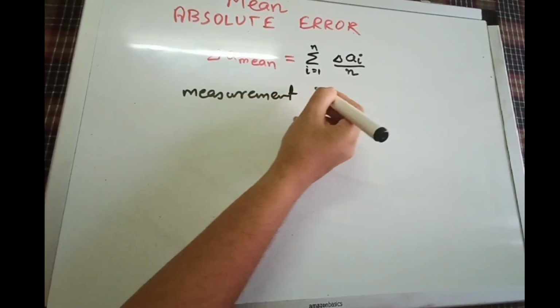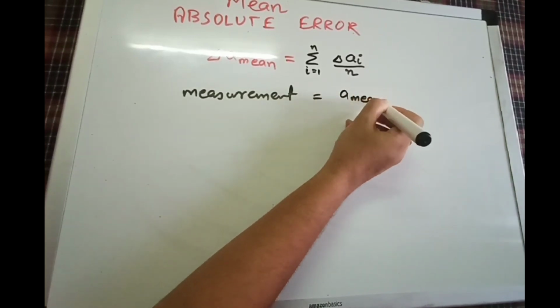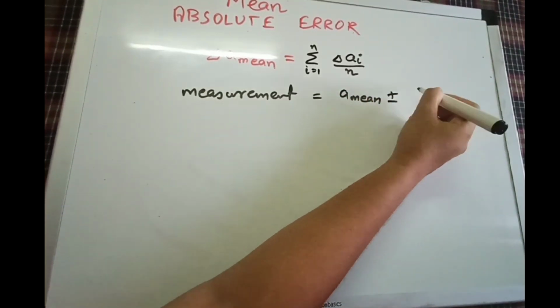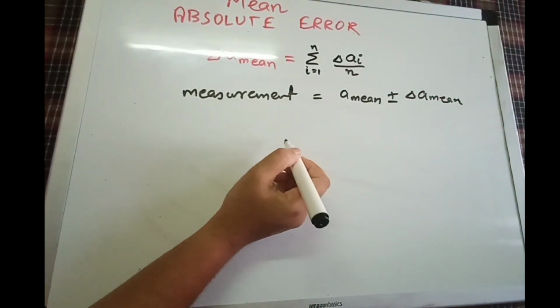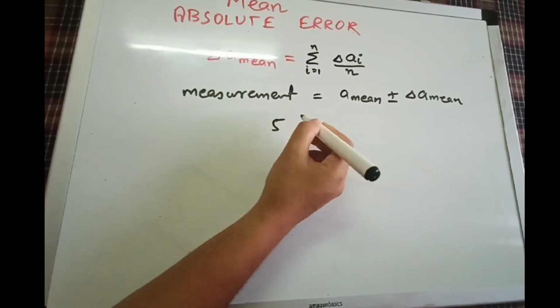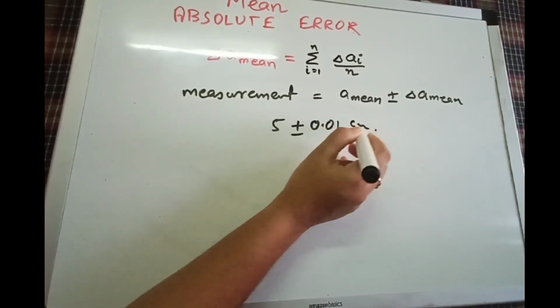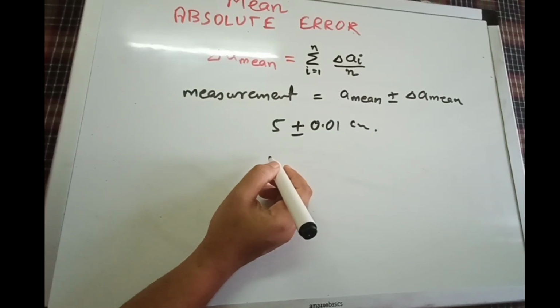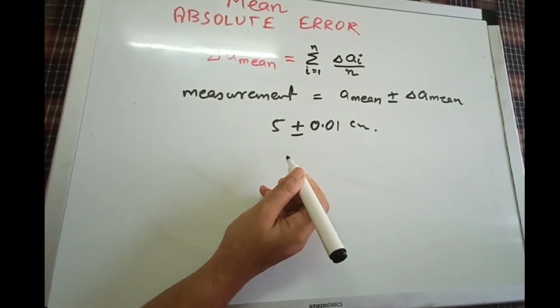How do you denote or express any measurement? We always write any measurement as A mean, which is the true value, plus minus delta A mean. Sometimes in some experiments you might have seen the answer written as 5 plus minus 0.01 centimeter, for example. It means the actual value can lie anywhere from 5 minus 0.01 to 5 plus 0.01.